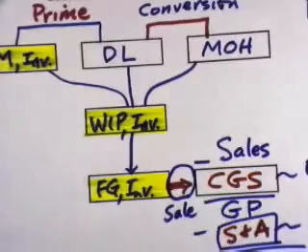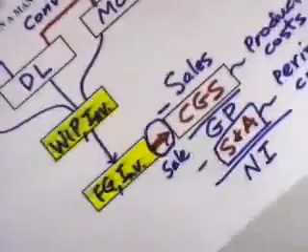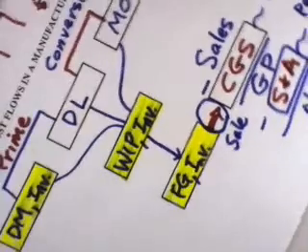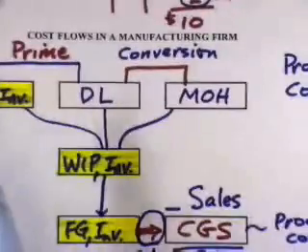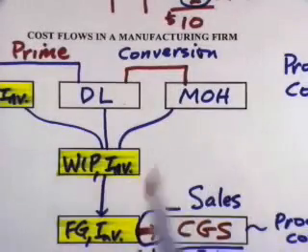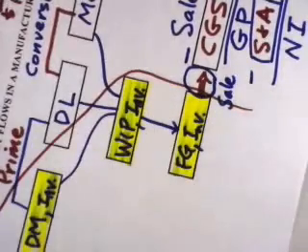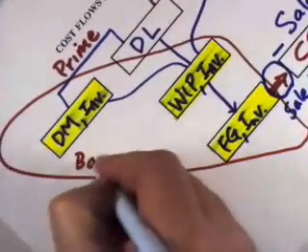So if you take a look at our product costs, we started out with direct material, direct labor, and manufacturing overhead, but they were recorded in the three inventory accounts on the balance sheet.